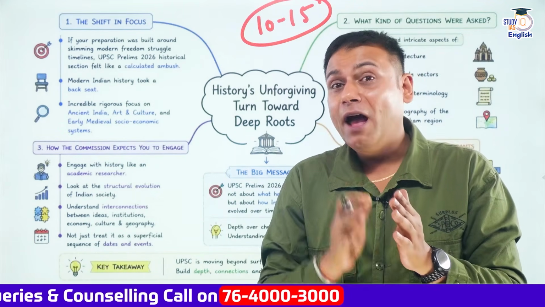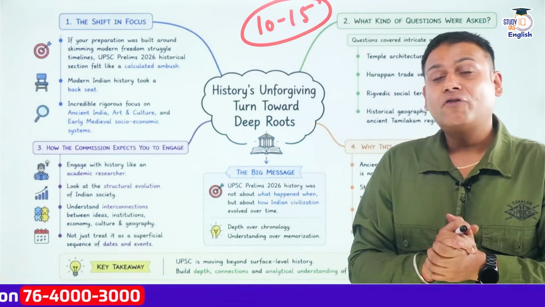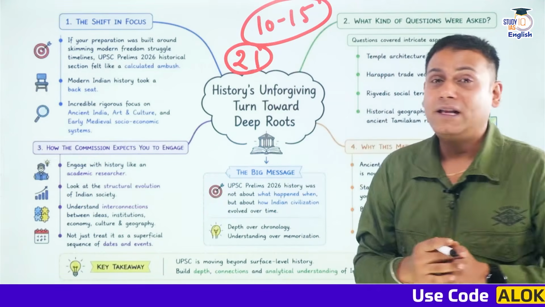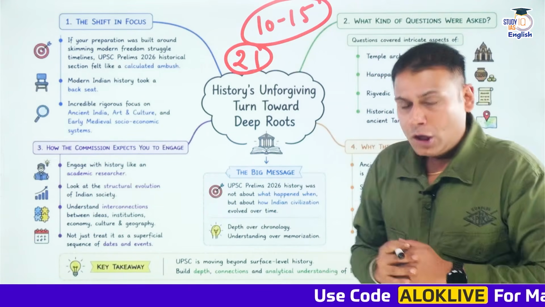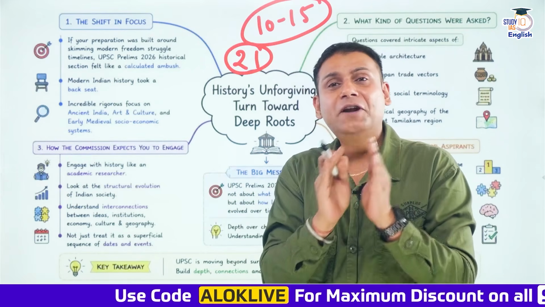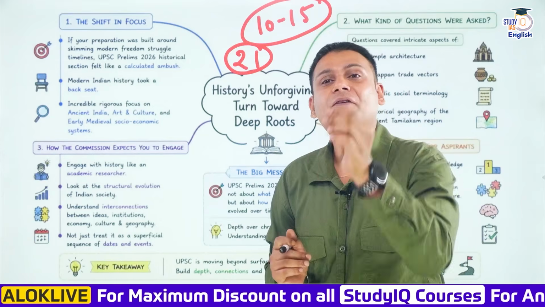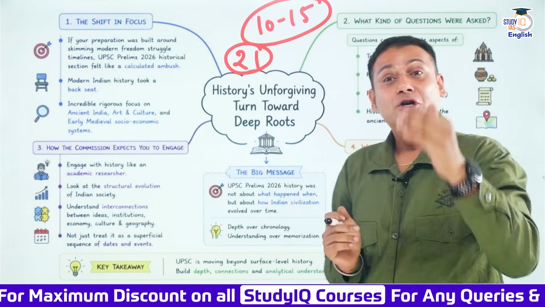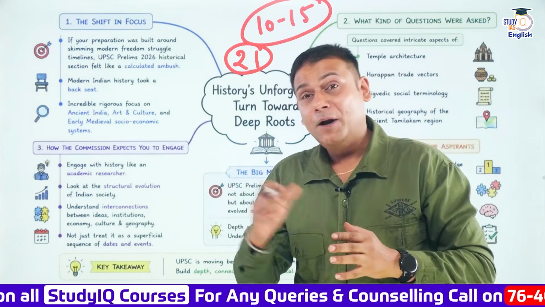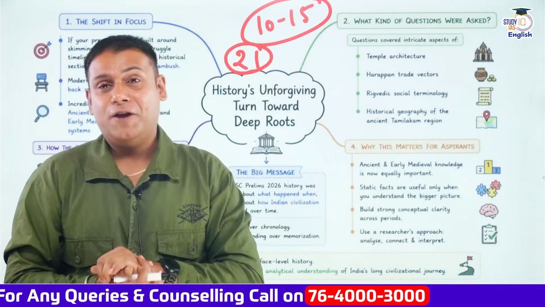But this year, we have observed a comeback in history. There were approximately 21 questions in history in Prelims 2026. So out of 21 questions, what can we expect? 60 to 70% of the questions should come from modern Indian history, that is approximately 15 to 16 questions, because modern Indian history is quite vast. But this year, there was a paradigm shift in the approach to history.